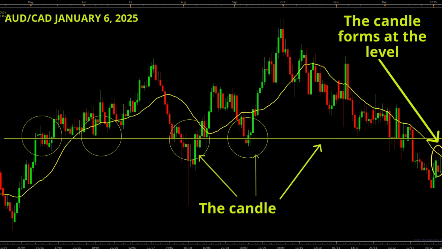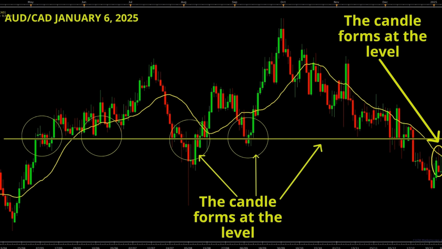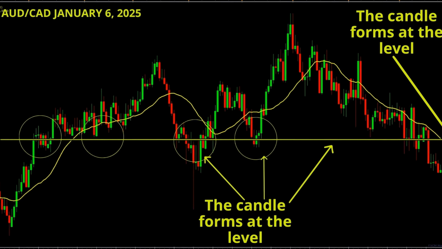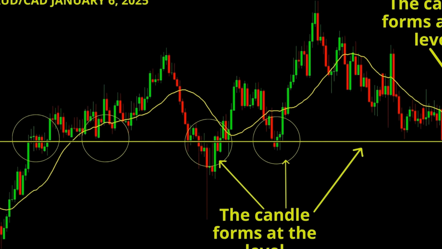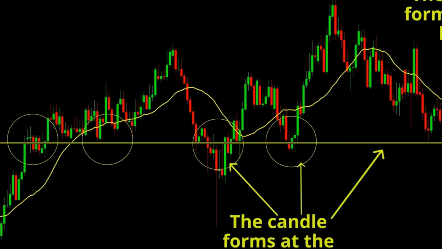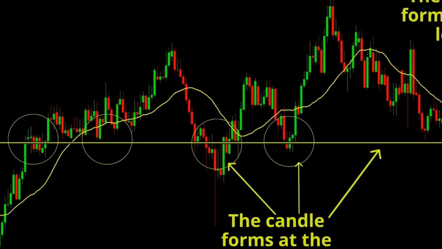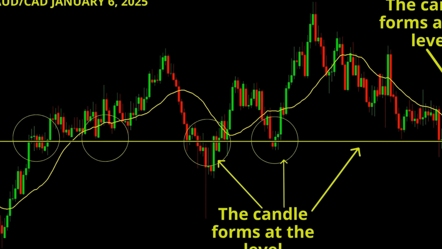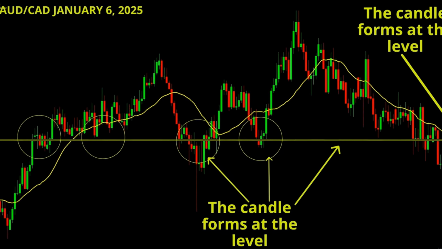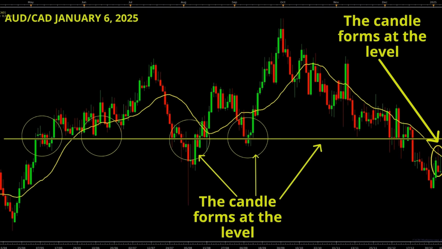By zooming out, we confirm that this strong rejection happens right at a respected key level that has been tested several times in the past. The confluence of the downtrend, the rejection at the level, and the pin candle formation makes this a high probability setup, justifying an entry below the low of the signal candle.